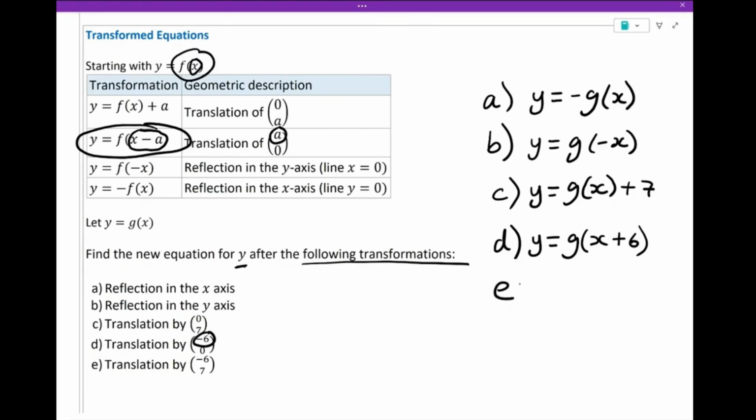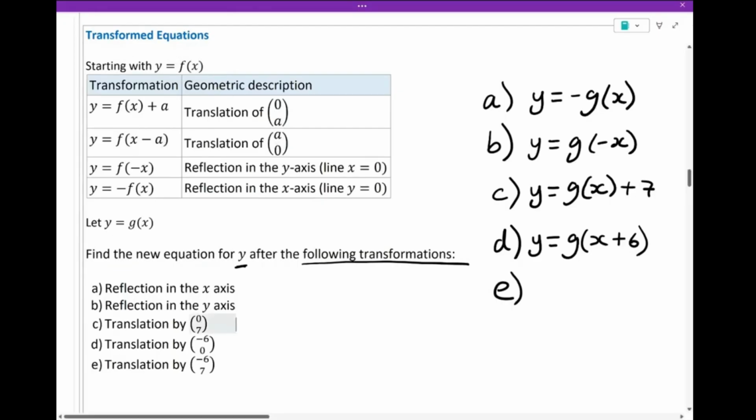Let's have a look at our last one. This one is a bit more complicated, because as you'll see in our translation vector, neither of our two components are 0.